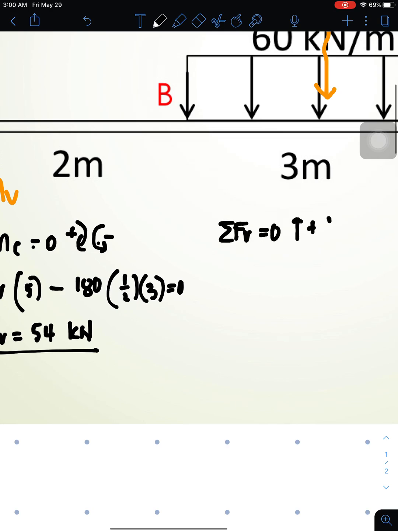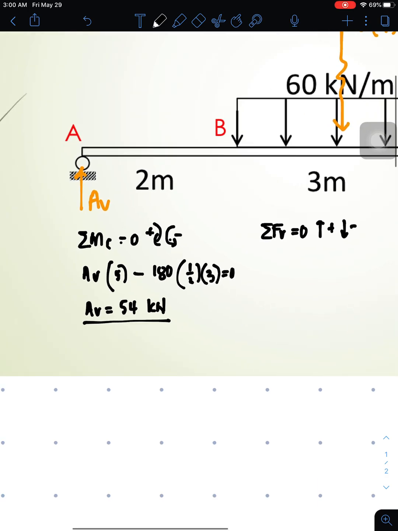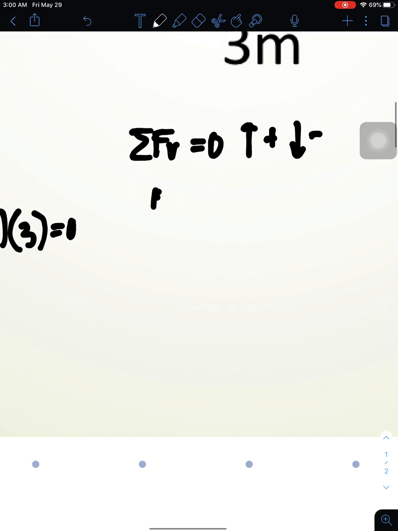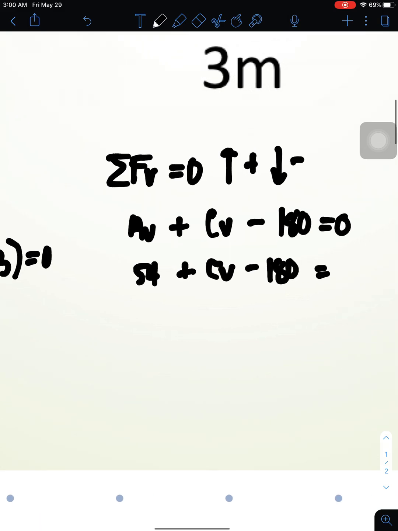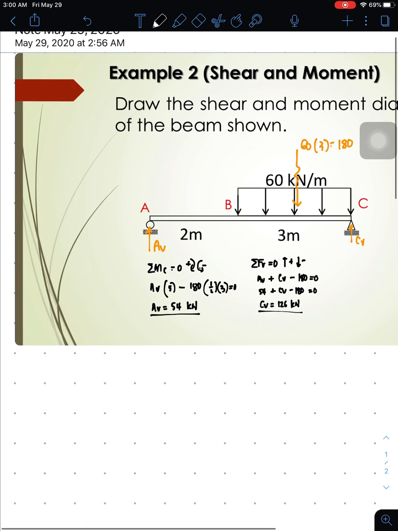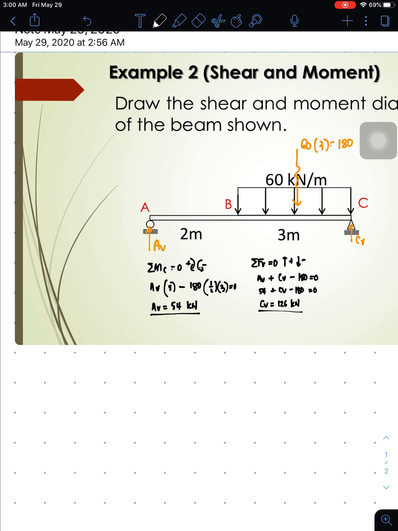And in getting CV, summation of forces vertical, upward positive, downward negative. So you have AV plus CV minus 180 equal to 0. Our AV is 54, then plus CV minus 180 equal to 0. Solving for CV, it is 180 minus 54, 126. And this is our CV. So these are the values of our reactions.